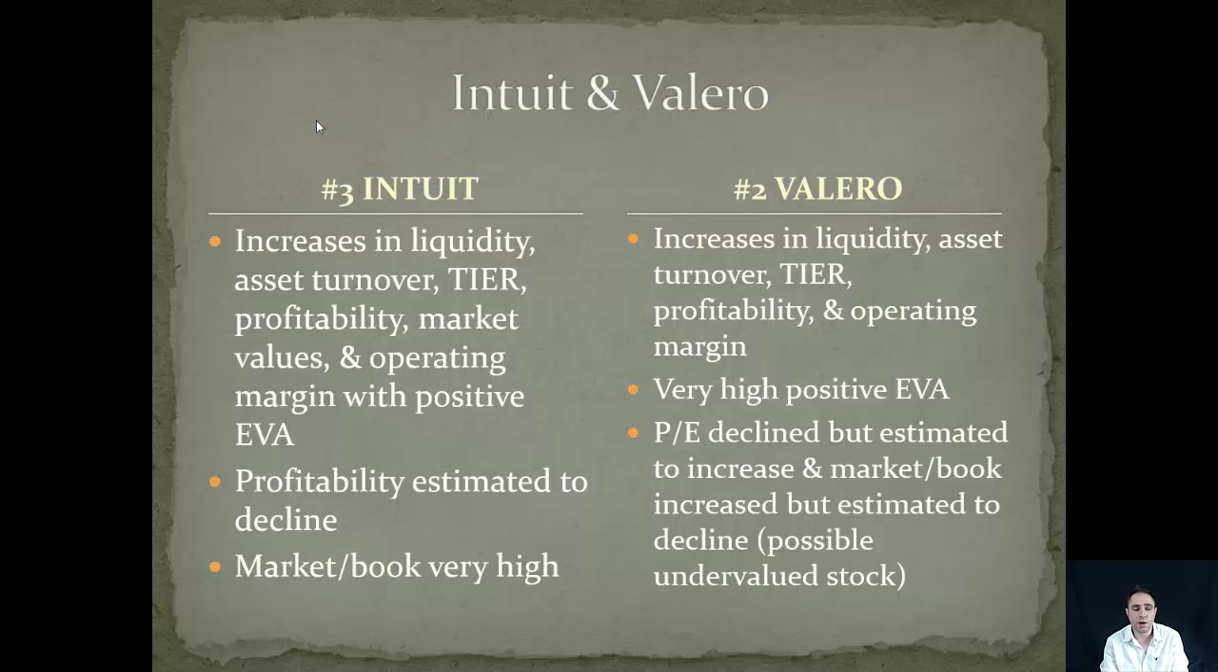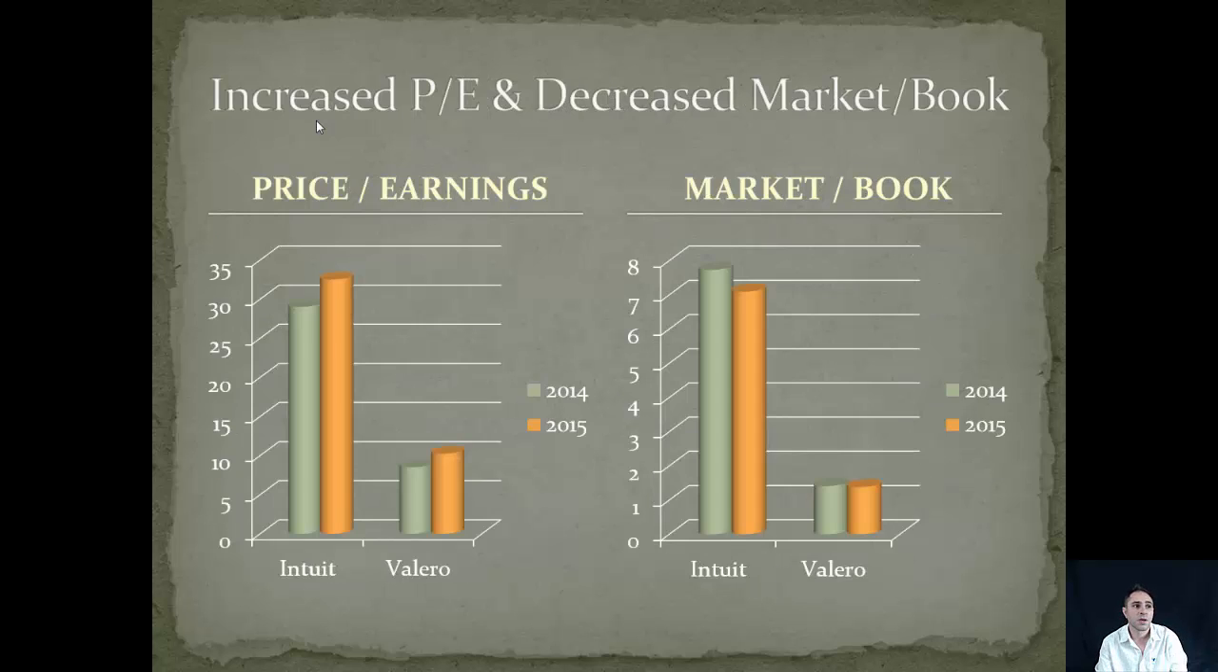at the same time the market to book ratio has actually increased, but it has estimates to decline. This is kind of a good potential situation of a stock showing some undervalue. So if that is the case, you do have a potential for some high gains, and this company's performance is looking pretty good.